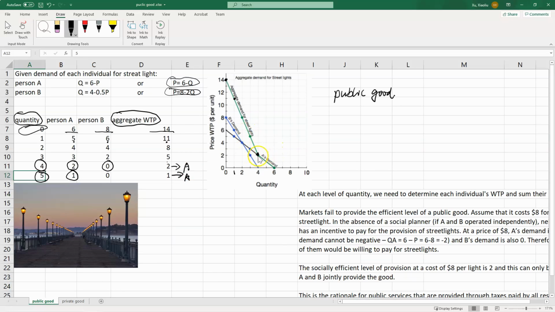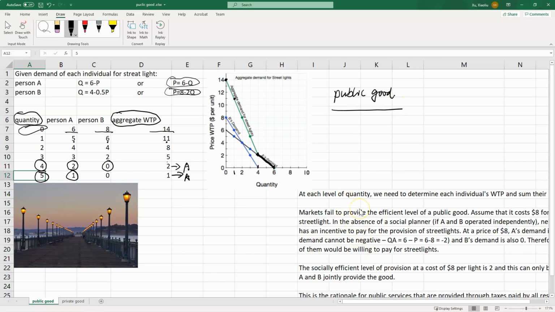So what I want to say is that when the quantity is greater than 4 but less than 6, then the aggregate demand curve is exactly the same as A's demand curve. Because during this range, B would be willing to pay nothing for that. So that's for the public good.